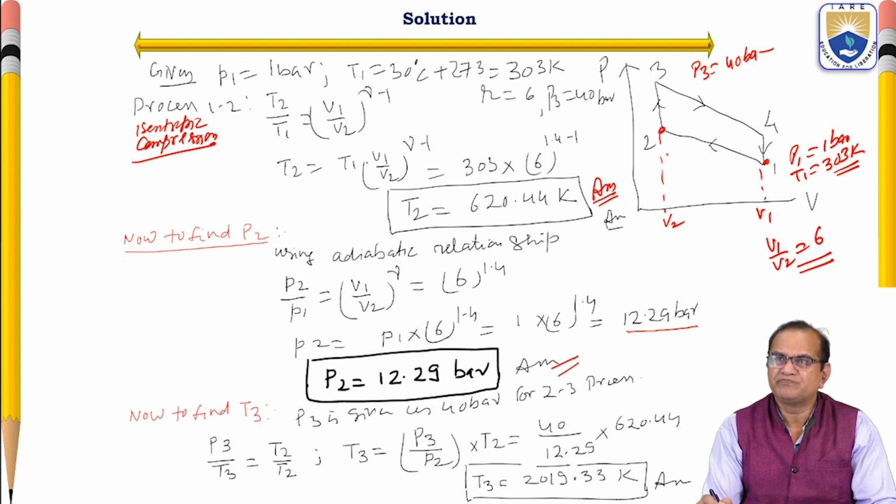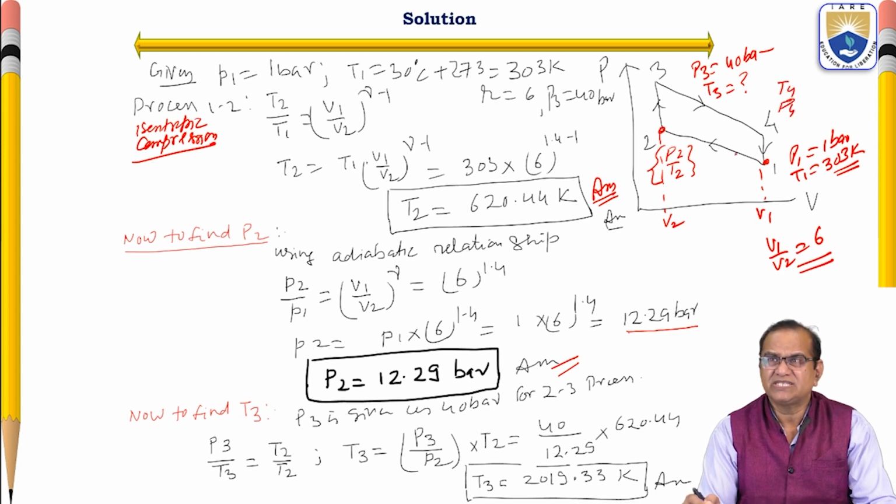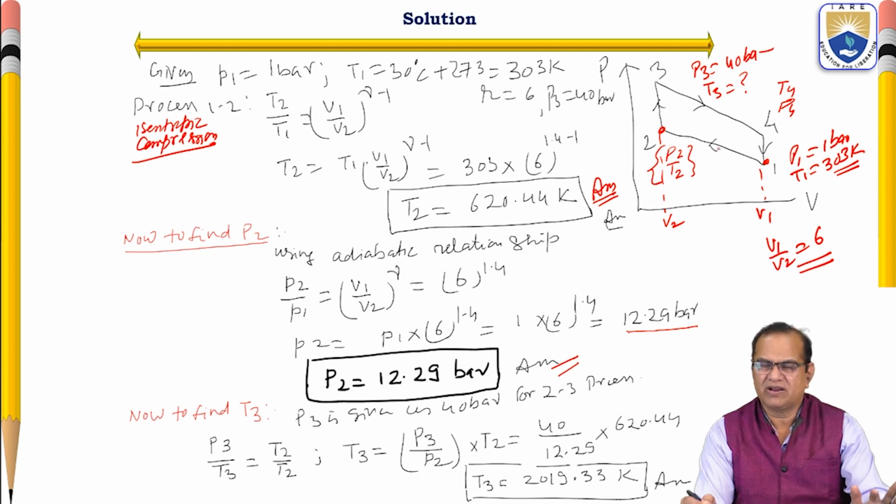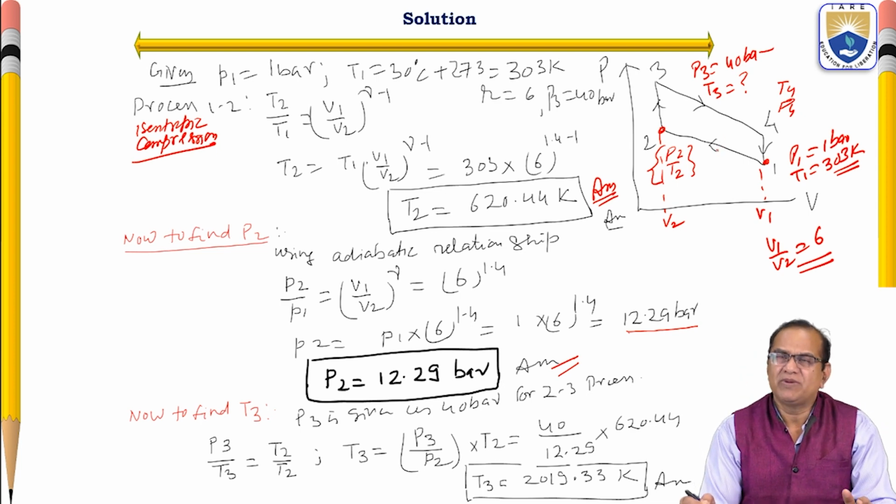So we got here P2 and T2. Both we have achieved. Now our objective is, P3 is given, so what is the T3? That we have to find out. Then we have to find out T4 and P4. If we are able to find all this, our problem will become very easy.